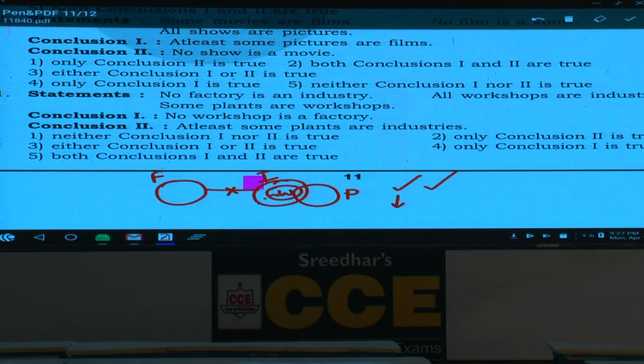In order to make this one false, my factory should be like this. Can I draw factory like this? If you draw factory like this, no factory is an industry will be false. Alternate diagram cannot be drawn, so this will be true forever. Then what is your answer? Both the conclusions follow, and here also choice 5 is the answer. Done? Question 91, choice 5.